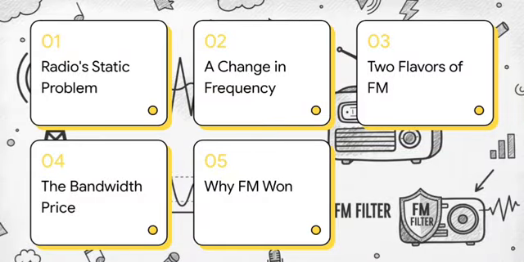So here's our game plan. We're going to start with that static problem that plagued early radio. And then we'll uncover the really elegant solution that just changed everything. We'll look at the different kinds of FM, understand the price you have to pay for that perfect sound, and then finally, see exactly why FM radio became the king of the airwaves.